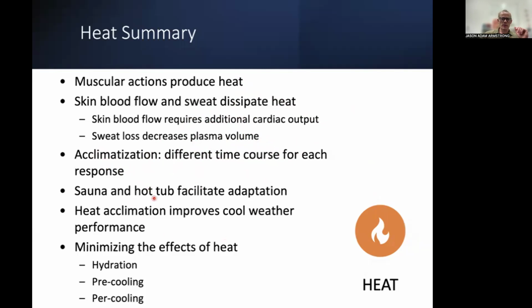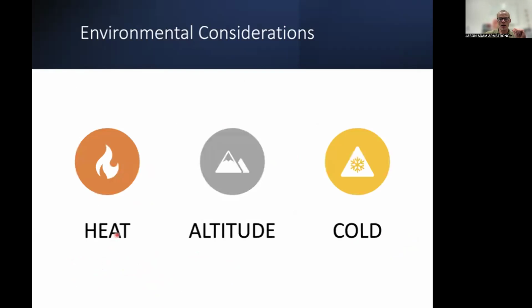Sauna and hot tub do seem to facilitate adaptation. Heat acclimatization does improve even cool weather performance. And then in order to minimize the effects of heat, obviously proper hydration is recommended, pre-cooling and per-cooling as well. And with that hydration, thinking about some of those sodium, potassium, and carbohydrate supplementation with that. Okay, I'm going to give you a little break and we'll move on to talking about altitude.